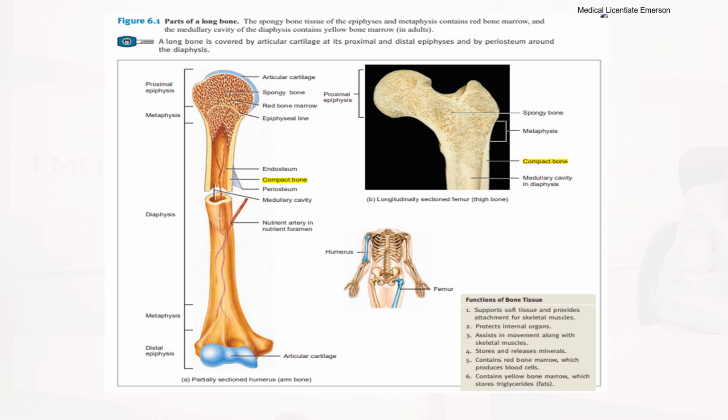Then, within the bone, you have to indicate this is the compact bone, this is the spongy bone, this is the articular cartilage, and that is also the articular cartilage on this side as well. So this is at least something you have to know how to draw, the long bone.